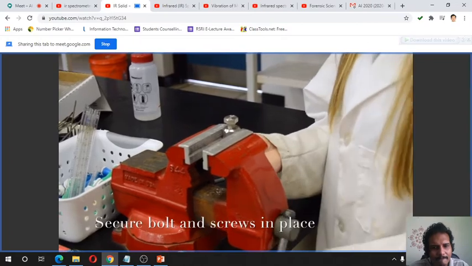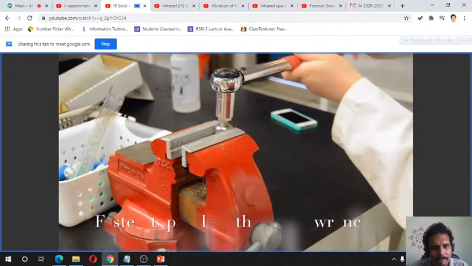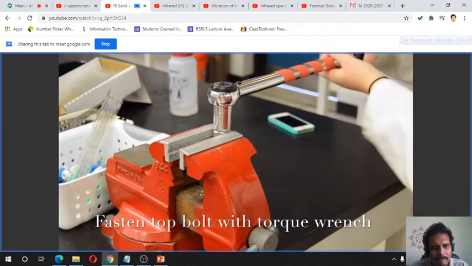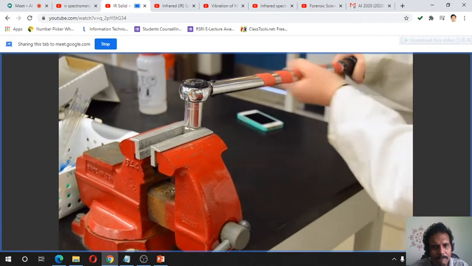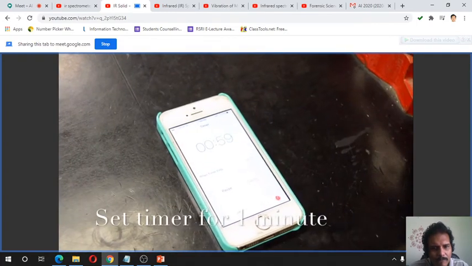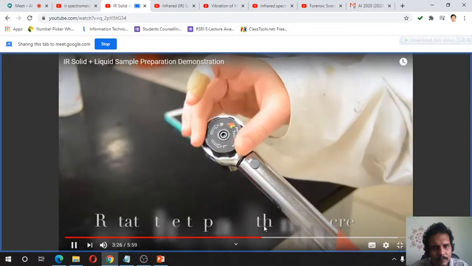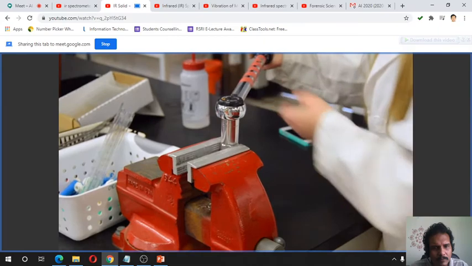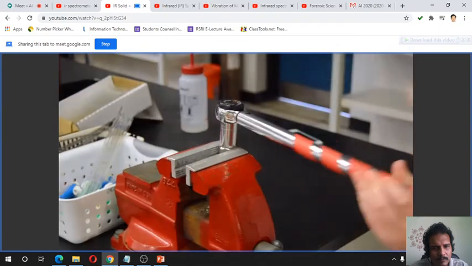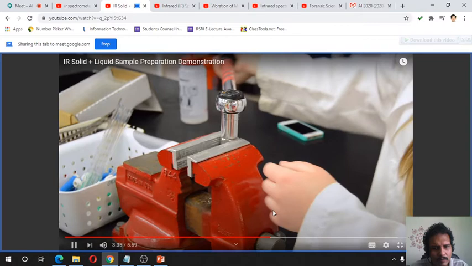Move the bolt to the clamp and secure in position. Using a torque wrench, tighten the top bolt until you hear a click and the wrench goes no further. Set a timer for 1 minute and let the bolt sit until the timer expires. Rotate the top of the torque wrench in the meantime so you can unscrew the bolt later. Place back on the screw and bolt and push until the bolt releases.